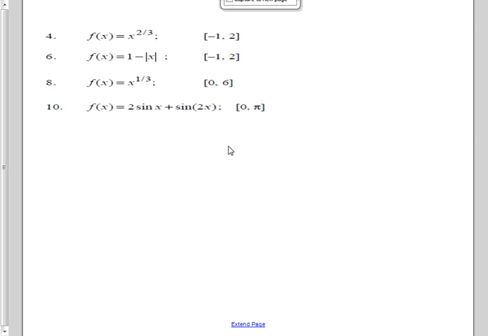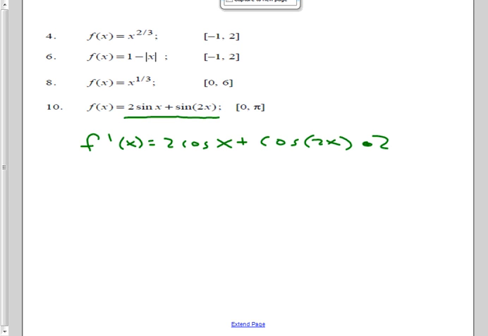Looking at number 10, f of x equals 2 sine x plus 2 plus sine 2x. The derivative of that is 2 cos x plus cos 2x times 2. Now this is going to be differentiable everywhere because cosine of x, cosine 2x is differentiable everywhere. So it's differentiable on the closed interval from 0 to pi, so we meet that.